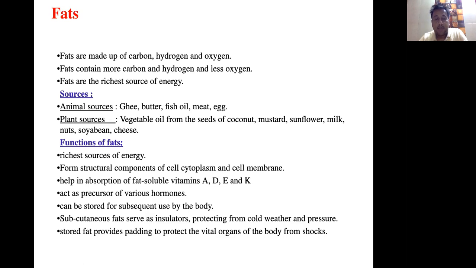It also provides padding to protect the vital organs of the body from shocks. Our body has various organs which have a covering of fat over them, so that in case of some shock or jerk to the body, those organs could be saved. Like in a road traffic accident, many times those organs are saved due to the layer of fat around them that acts as a shock absorber.